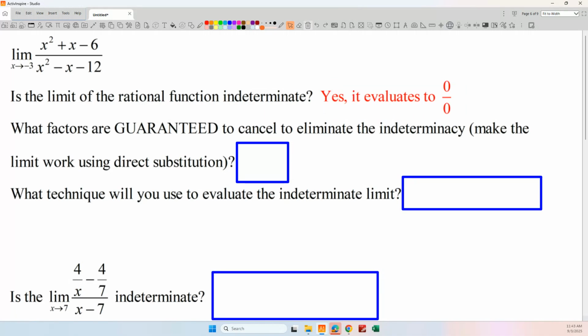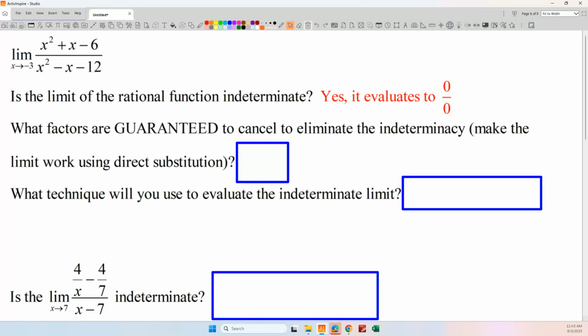Yes, it evaluates to 0 over 0, right? What factors are guaranteed to cancel to eliminate the indeterminacy? X plus 3. How come? Because it's going to be x minus negative 3, right? The 0, that makes sense?